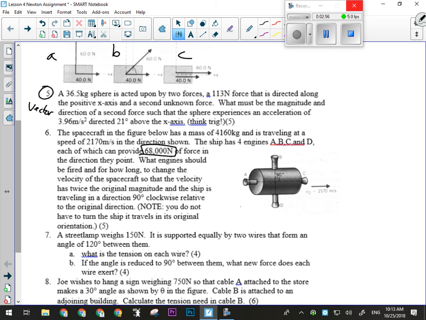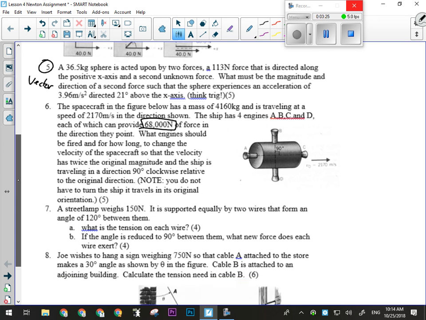This maneuver will contain 2 steps. It says initially you are moving in this direction at 2,170 meters per second. At the end of this maneuver, you want to be going clockwise 90 degrees at twice that velocity. So you need to figure out which engines you need to fire and for how long. You're going to have to do some forces and accelerations and things like that for that question.